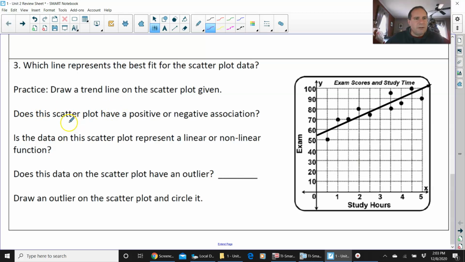Right, so does this scatter plot have a positive or negative association? It is going up, so it's positive. Right? It's going up, so it's positive. So it's positive association.